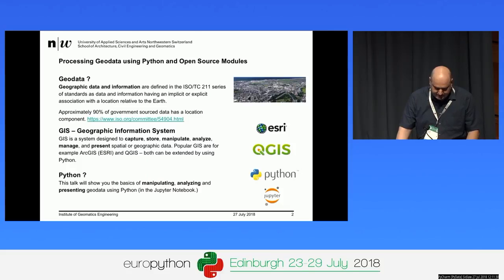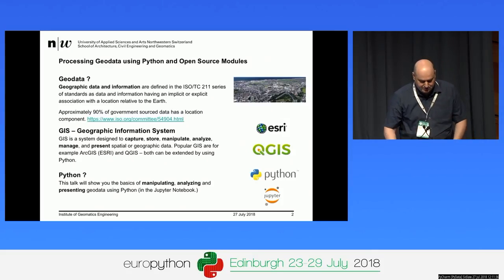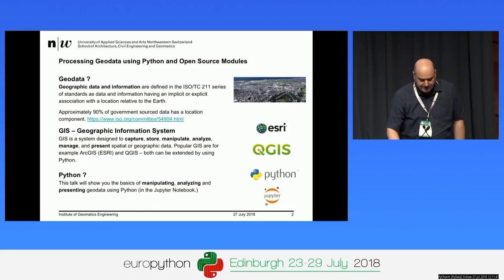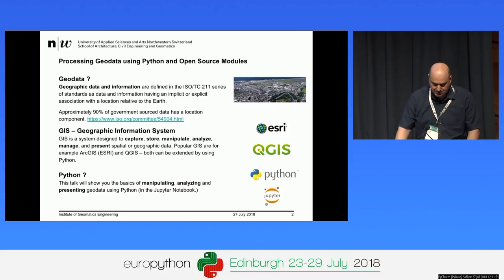The difference is quite simple. In a geographic information system, you do capturing, you do storing, manipulating, analyzing data, manage and present it. In the Jupyter notebook, you can do exactly the same, but I want to focus today on the manipulating and analyzing part and a little bit visualizing part.